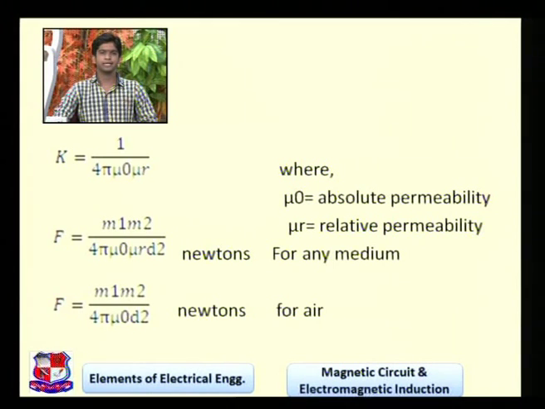So if we are taking a medium, then F will be equal to m1 m2 by 4 pi mu 0 mu r into d square. But if we are taking air, then the force F will be equal to m1 m2 by 4 pi mu 0 into d square, because mu r, which is the relative permeability for air, will be 1.